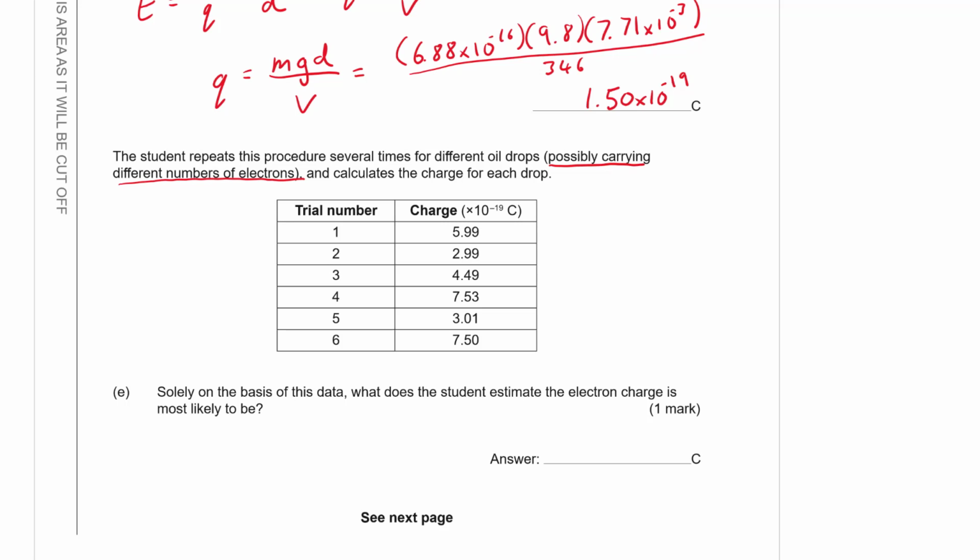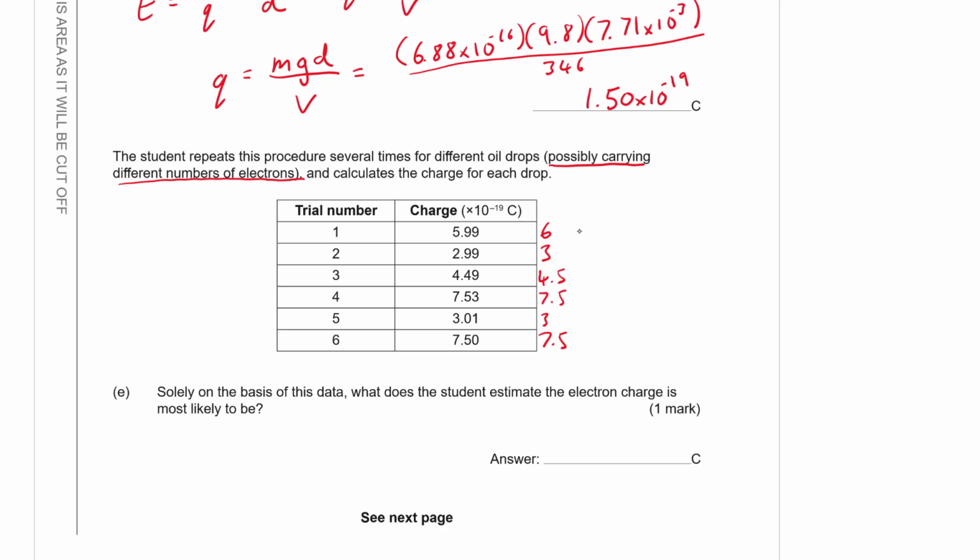What they're hoping you'd come up with is to look at the data and see that there seems to be a common factor here. So if I say that looks like a 6, that looks like a 3, that's like a 4.5, this one's a 7.5, that's a 3, that's a 7.5. So what would the common factor be here? Well, this 6, if we were to say it was 3, that would be 1. If we were to say the charge of an electron is 3 times 10 to the negative 19, that would be twice as much, but there's a 4.5 there.